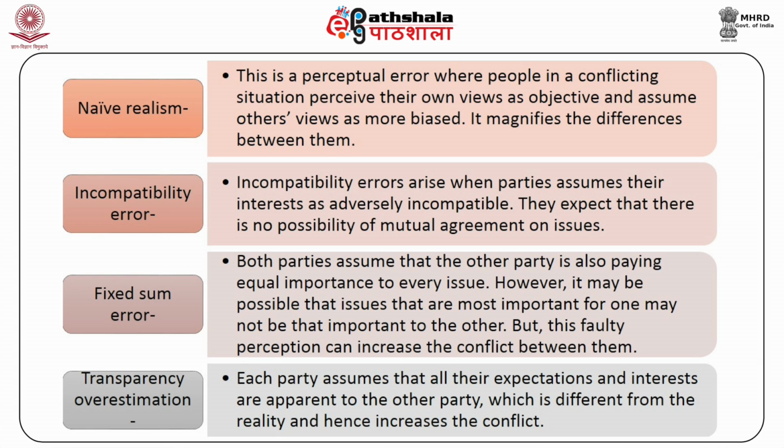Incompatibility error. Incompatibility errors arise when parties assume their interests are adversely incompatible. They expect that there is no possibility of mutual agreement on issues. Fixed sum error. Both parties assume that the other party is also paying equal importance to every issue. However, it may be possible that issues that are most important for one may not be that important to the other. But this faulty perception can increase the conflict between them.